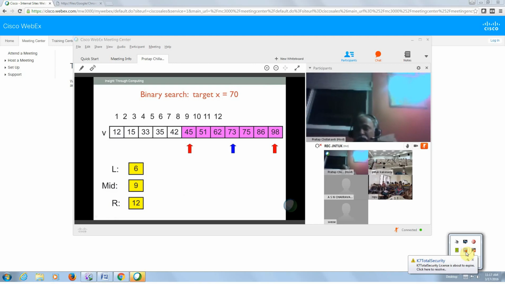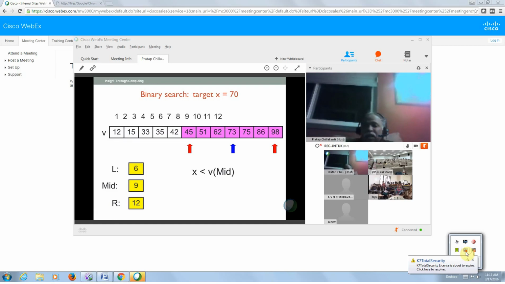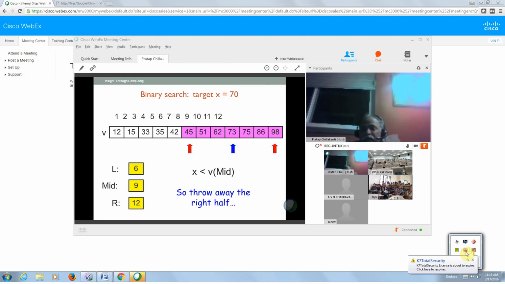That means now you focus only on the right half. You can see the illustration there, right? So you can see X is less than or equal to V of middle. Now you throw away the right half. See how things are getting narrower and narrower there. And then you keep track of the pointers. If both right and left point to the same thing, that means you have reached the destination.